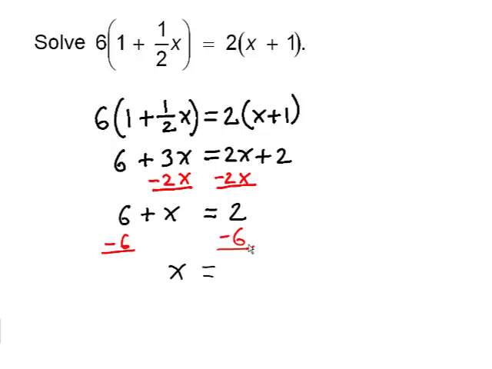On the right side, 2 minus 6 is the same as 2 plus negative 6, and the answer is negative 4. So here we have the equation x equals negative 4, and that tells us the solution is x equals negative 4.